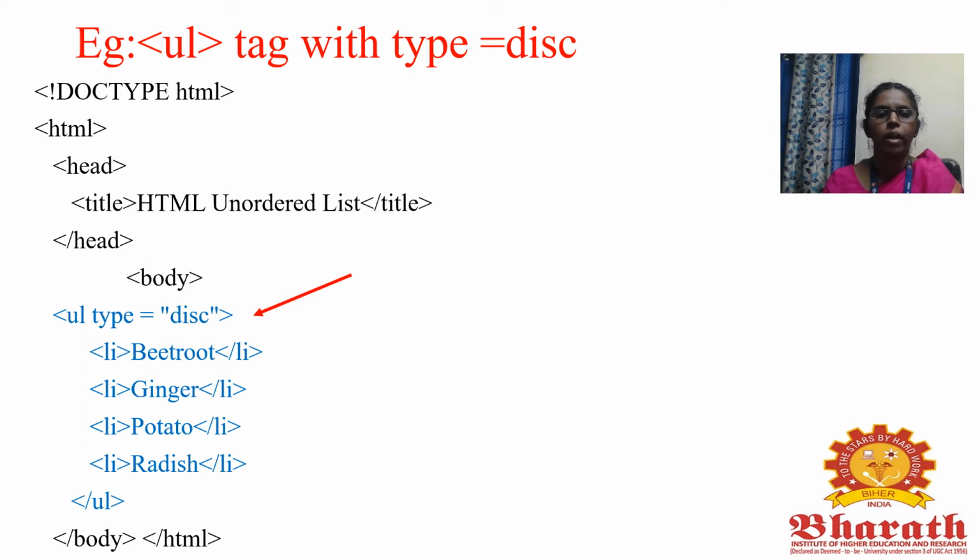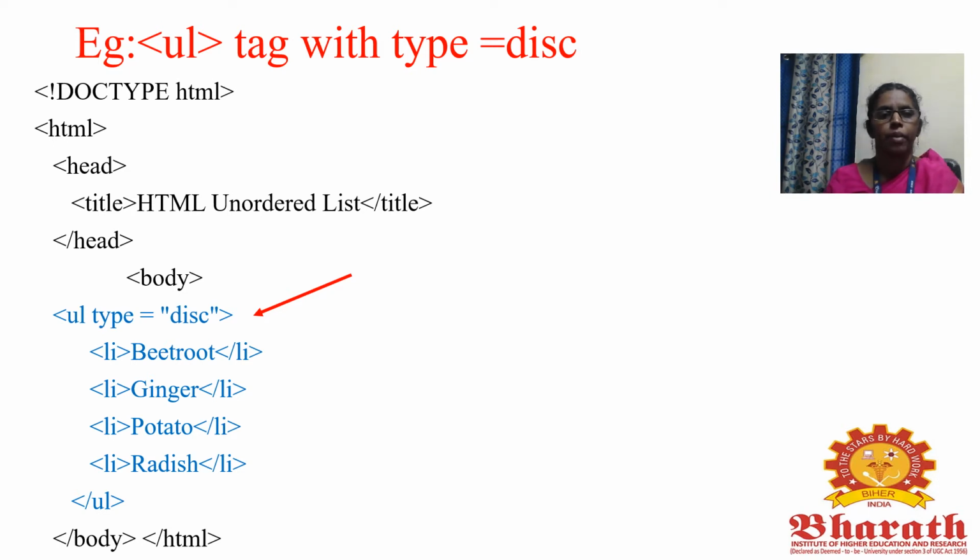Then within the body, we have to specify the unordered list tag, UL tag. Then within the UL tag, we have to specify the type. Type is equal to disk. That should be enclosed within double quotes. And LI is nothing but a list item. So what are the list items we are having? Beetroot, ginger, potato, radish. The same list we are having.